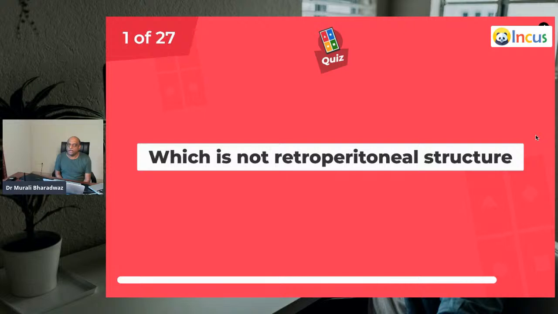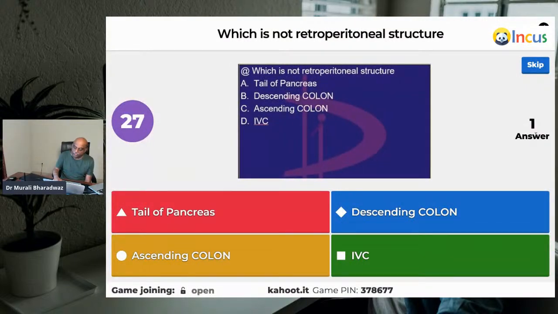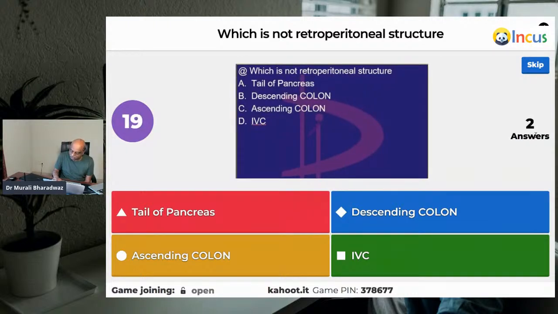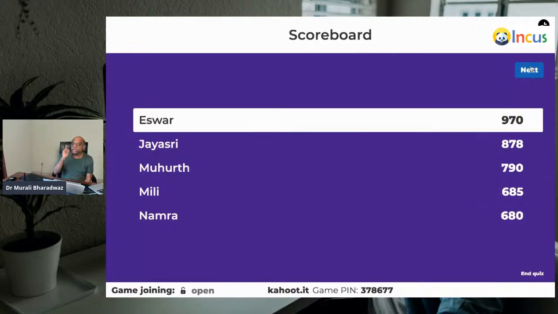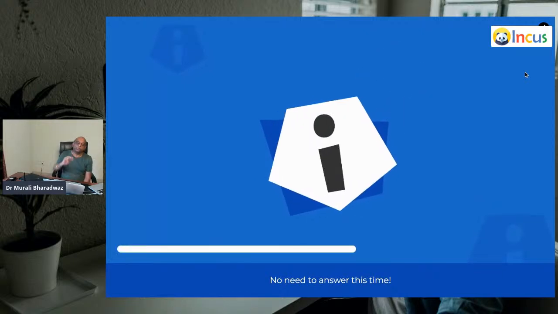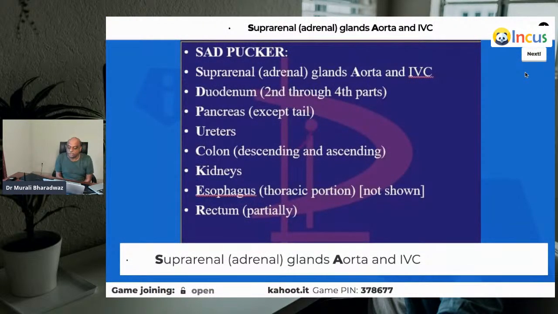Which is not a retroperitoneal structure? Punch your answers, doctor. So there is a clear list of retroperitoneal structures. Very good. Seven of you are correct. You should remember, and we have Ishwar on the top, trailed by Jayashri, Muhurat, Mili, and Namra. So you should remember the list of retroperitoneal structures.